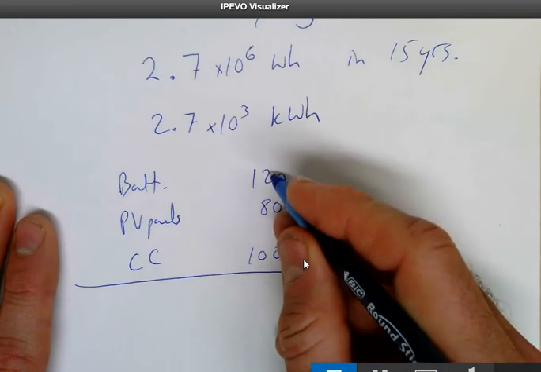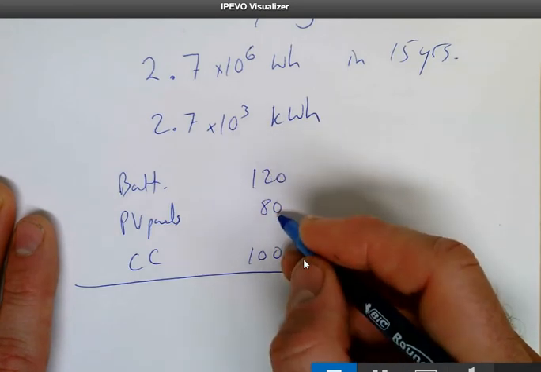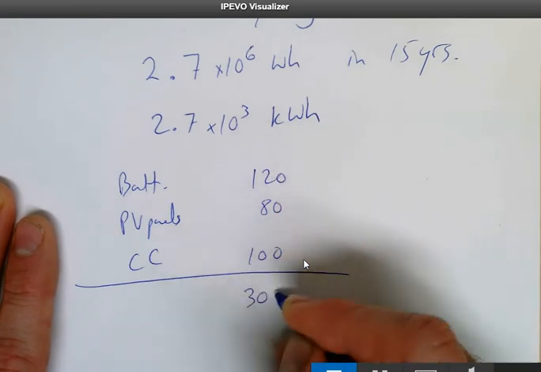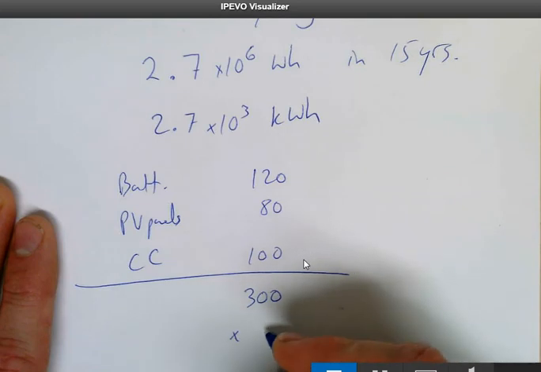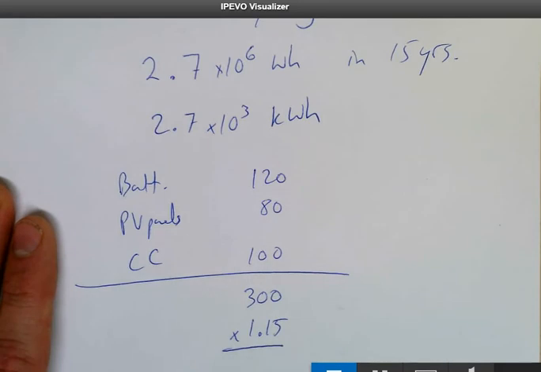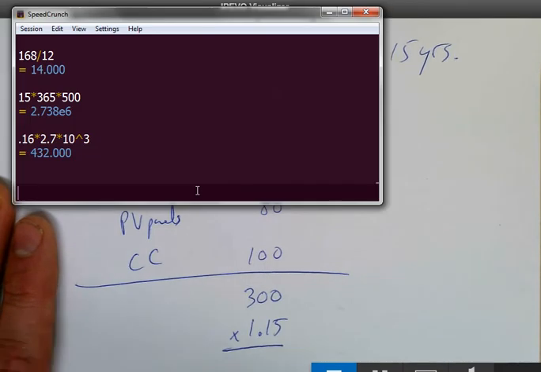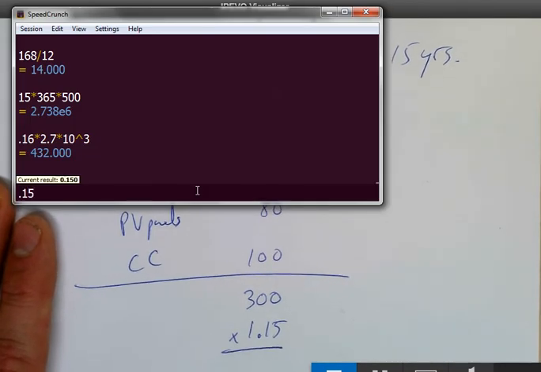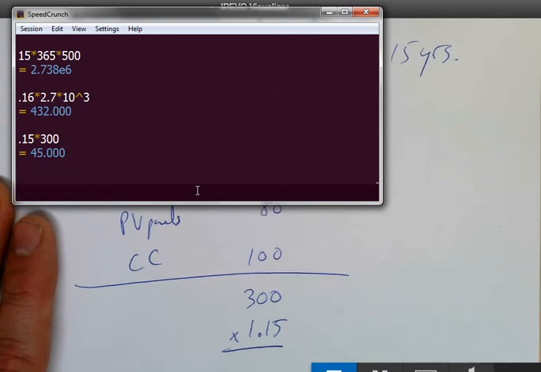Let's just say that, okay? So then that's 120 plus 80, which is 200, then 300. And then we're going to be multiplying by, it's like adding a tip at the restaurant. So I'm going to multiply by 1.15, right? In other words, you could say I'm going to do 0.15 times this $300. That's $45 I'm going to add on there.